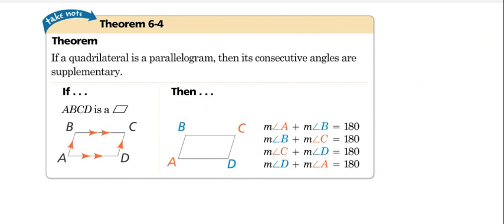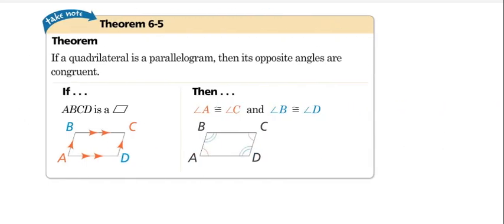If a quadrilateral is a parallelogram, then its consecutive angles, remember, consecutive means the same side, are going to be supplementary. So we have A and B. When we add these together, they're going to equal 180. So anytime they're on the same side, they're always going to equal 180. Consecutive means on the same side.